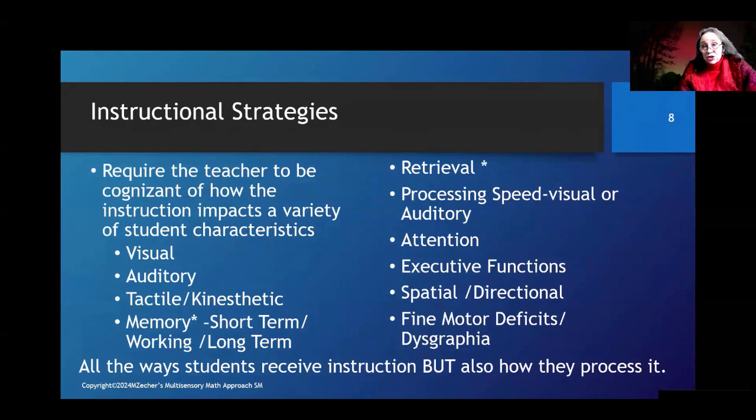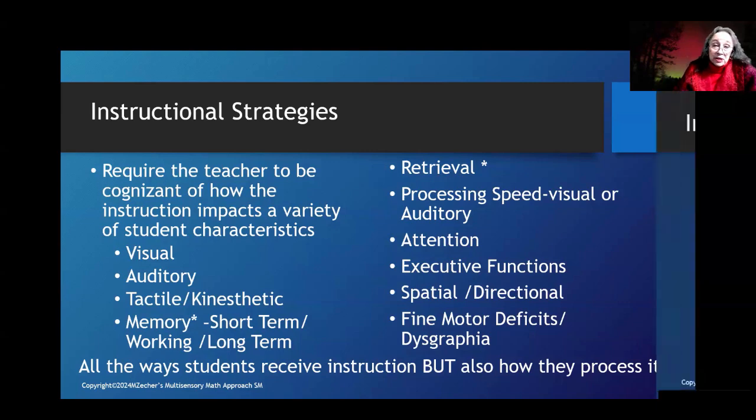And that means that the teacher has to be cognizant of how the instruction impacts a variety of student characteristics: visual, auditory, tactile, kinesthetic, whether the student has good working memory, poor working memory, long-term memory issues, retrieval issues, processing speed or visual or auditory issues, attention, executive function. We have students with spatial and directionality issues, fine motor control, deficits like dysgraphia. We have to be cognizant of all the ways that students receive information, but also how they process that information and how they retrieve it.